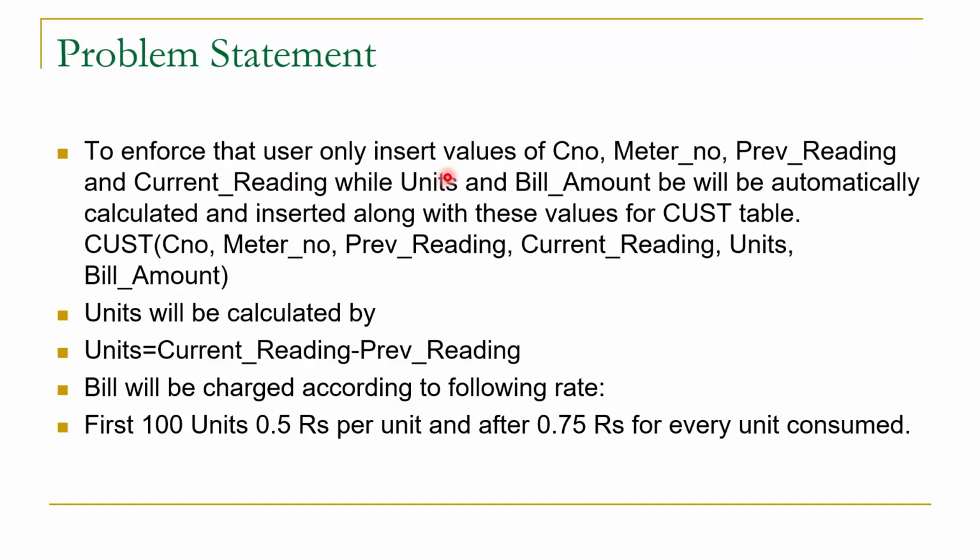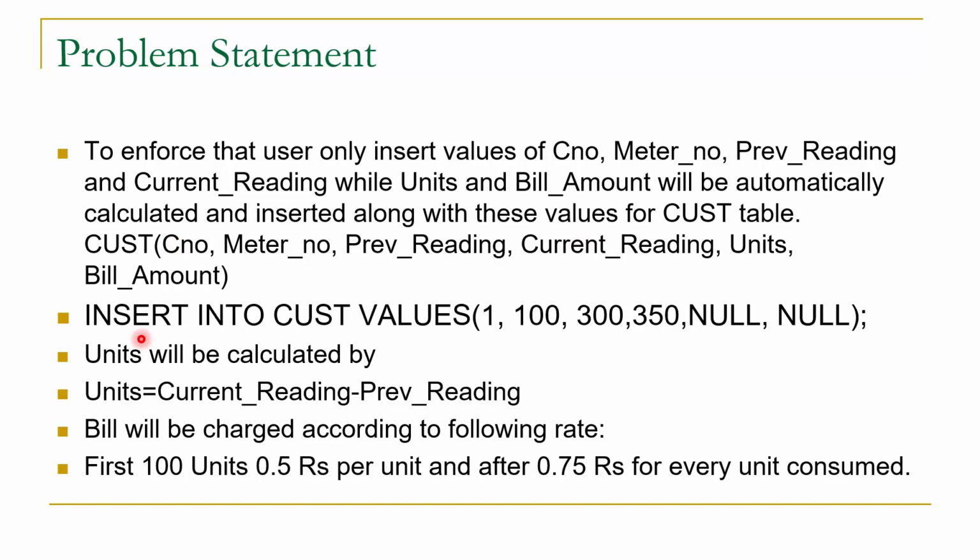In this case, the user will insert the value of only C number, meter number, previous reading and current reading, while the value of units and bill amount will be automatically calculated by the trigger. And the value of units and bill amount should be inserted along with the supplied values of columns C number, meter number, previous reading and current reading. My point is this: the user has to supply the value of 4 columns.